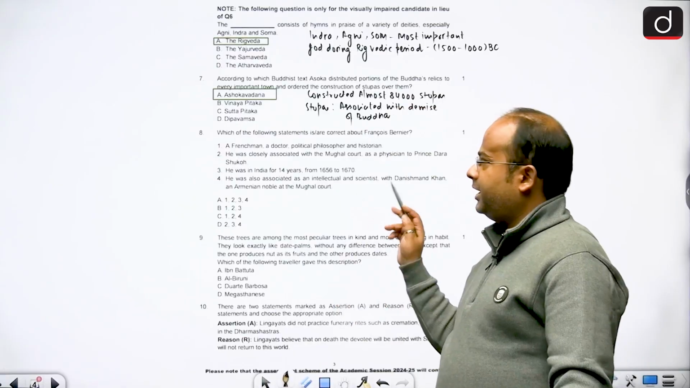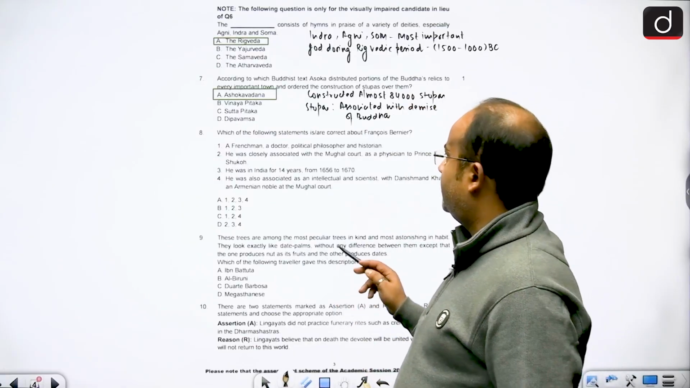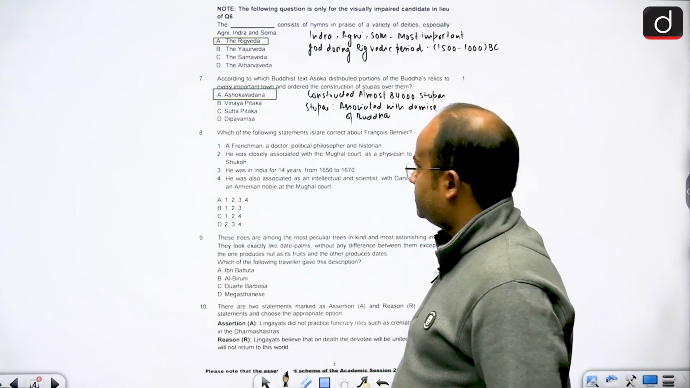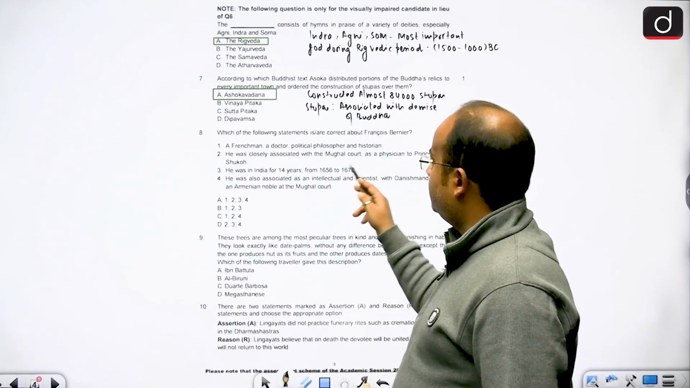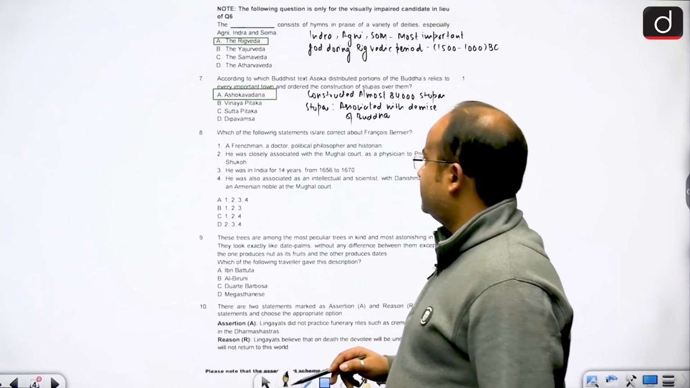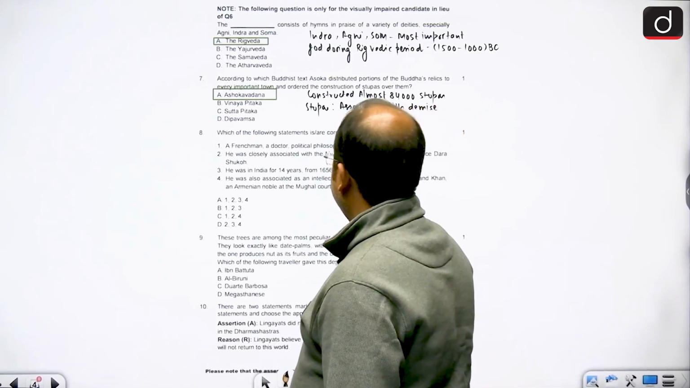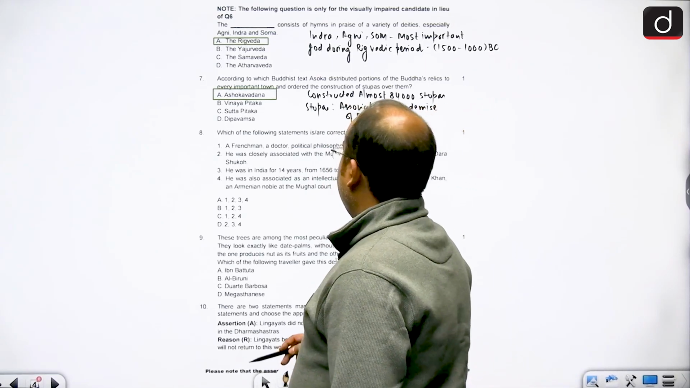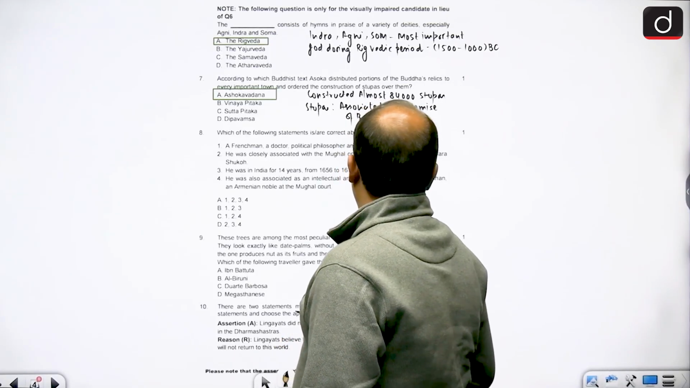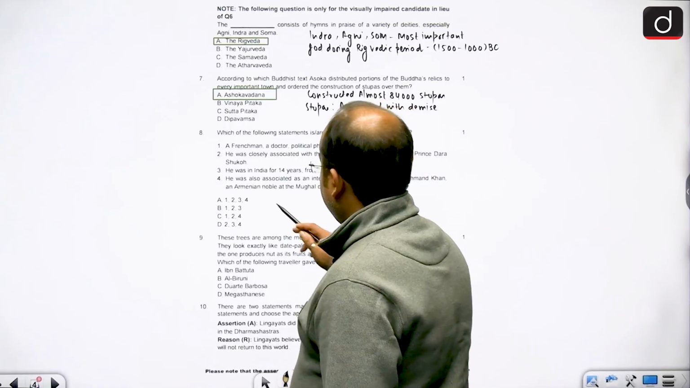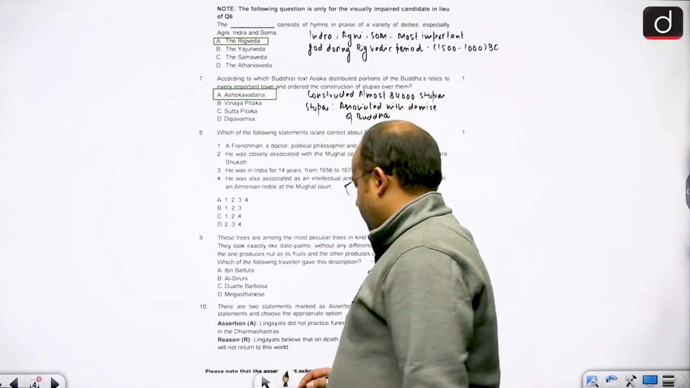Now my dear friends, there are 4 statements. A Frenchman, a doctor, a political philosopher and historian. He was closely associated with the Mughal court as a physician to Prince Dara Shikoh. He was in India for 14 years from 1658 to 1670, and he was also associated with the intellectual and scientist Danishmand Khan, an Armenian noble in the Mughal court.